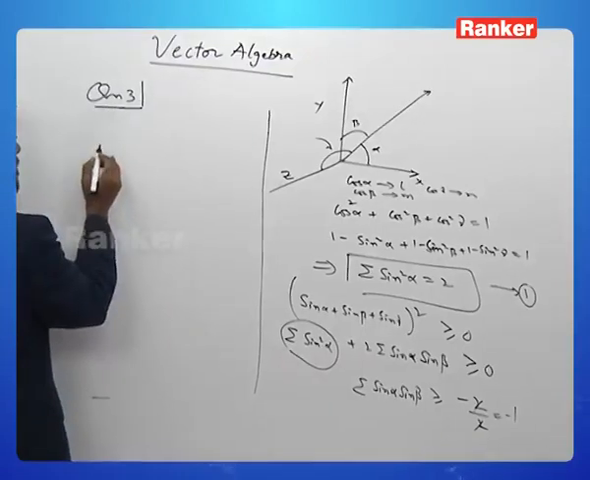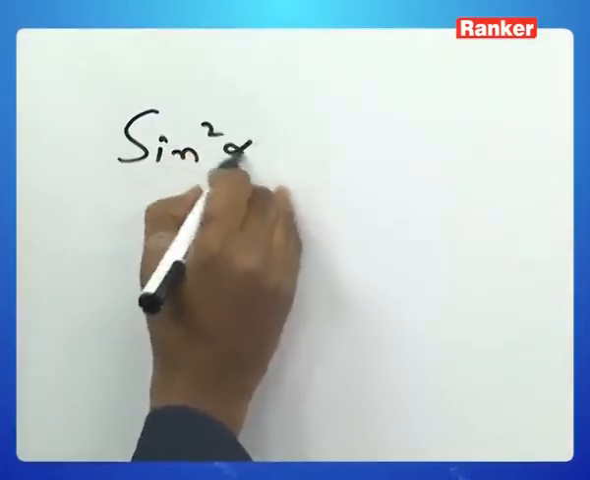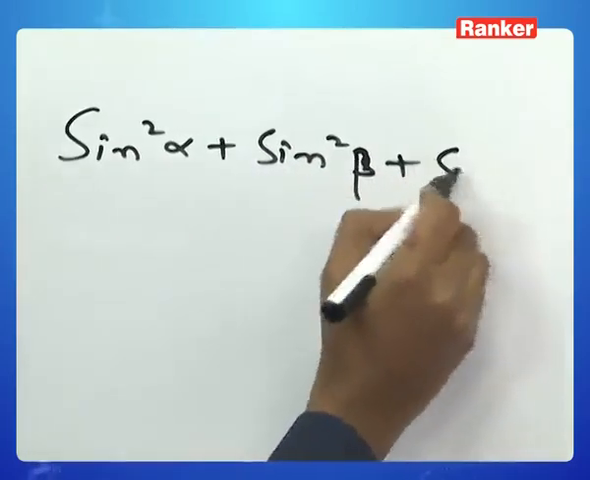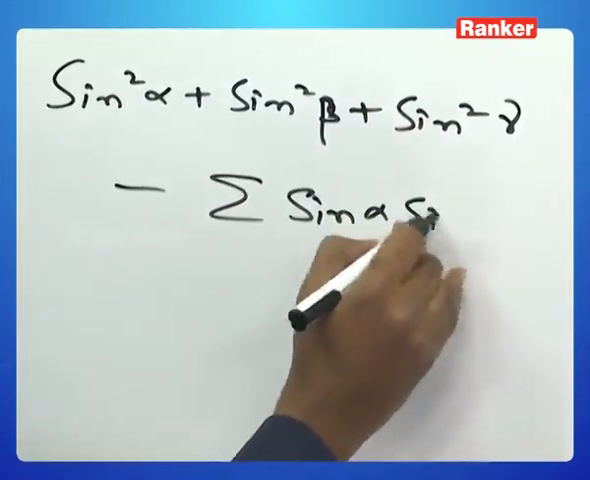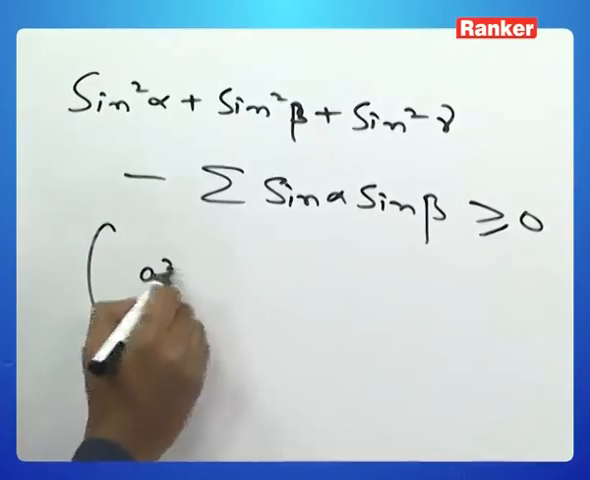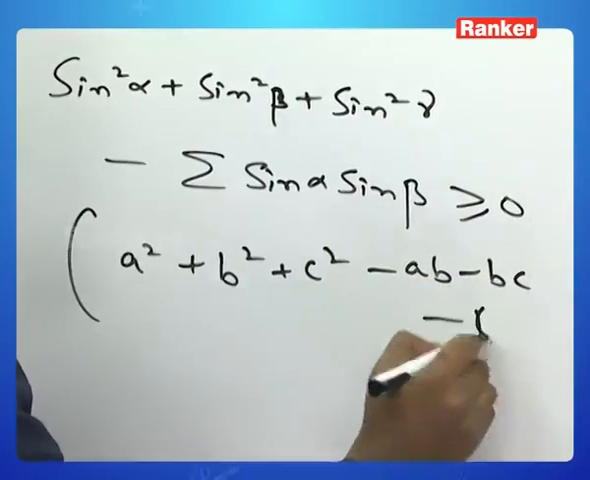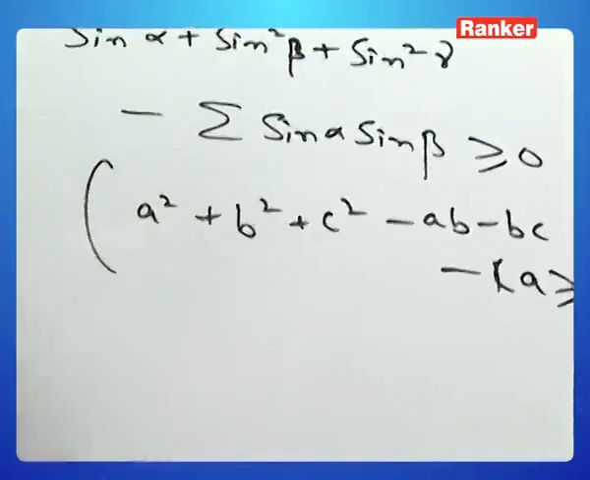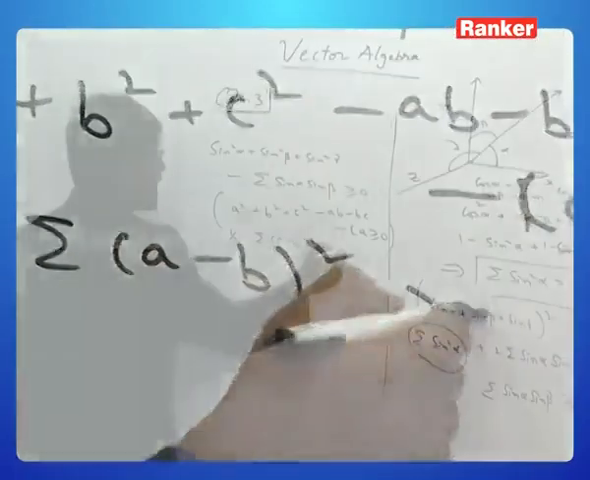What's the upper bound for it? Here, I know that sin square alpha plus sin square beta plus sin square gamma minus sigma sin alpha sin beta is always greater than or equal to 0. You know this result, a square plus b square plus c square minus ab minus bc minus ca is always greater than or equal to 0. This is an important result. This is simply half of sigma of a minus b the whole square, which is definitely non-negative.